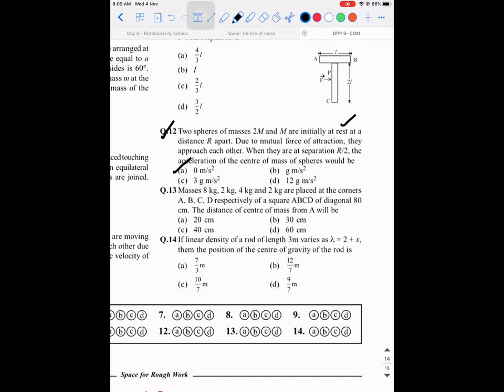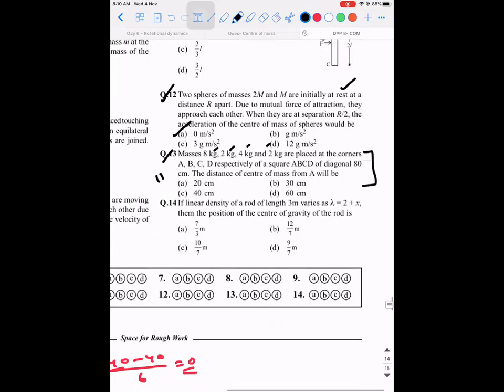All of the data they'll only give to confusion. 13th. Masses 8 kilogram, 2, 4 and 2 are placed at the corners ABCD of a square ABCD of diagonal 80 centimeter. The distance of the center of mass from A, that is from the 8 kilogram block. I hope this you can do. So in this problem, there is no physics. It's all about geometry. I'm leaving this to you. This can also be done as homework.